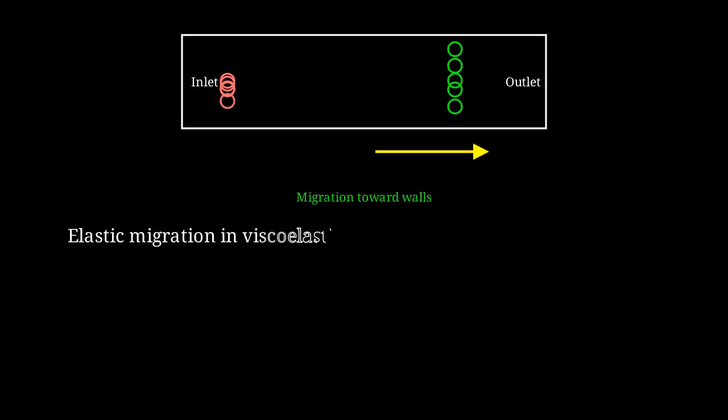In viscoelastic fluids, there's another mechanism called elastic migration. Particles migrate due to normal stress differences in the fluid. The first normal stress difference is N1 equals tau 11 minus tau 22. This creates a lateral force on particles.